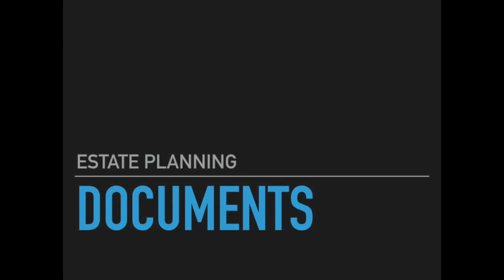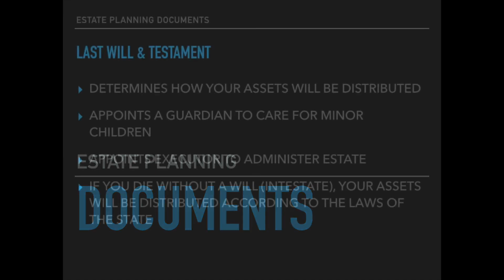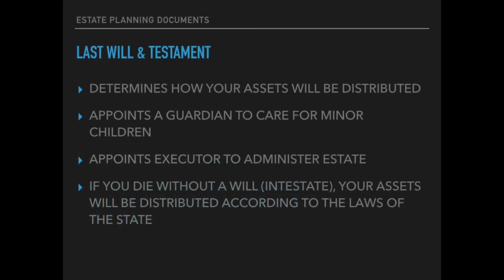Now, let's review some of the more common estate planning documents, beginning with a last will and testament. A last will and testament determines how your assets will be distributed. In other words, who gets what. It appoints a guardian who will care for your children if there are minors when you pass away. It appoints an executor, also known as a personal representative, to implement your instructions and administer your estate. And if you die without a will, which is known as dying intestate, the probate court will distribute your assets following your death according to the laws of the state, possibly in ways you would not agree with.